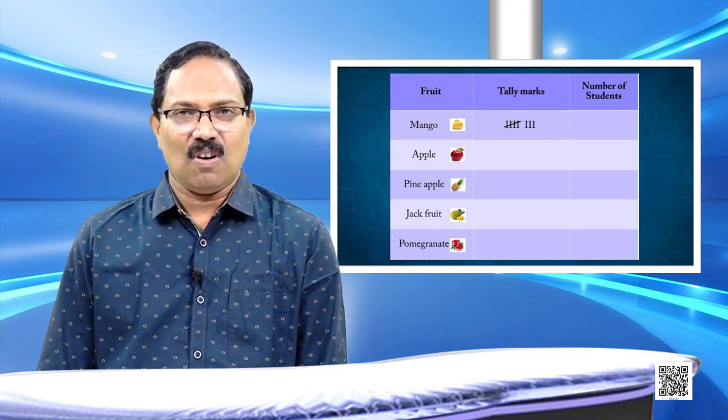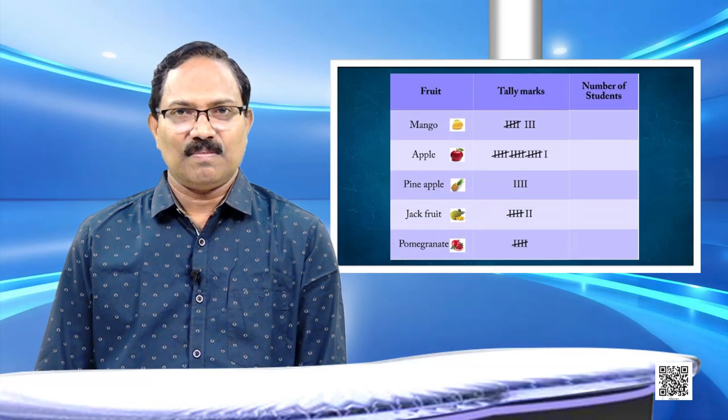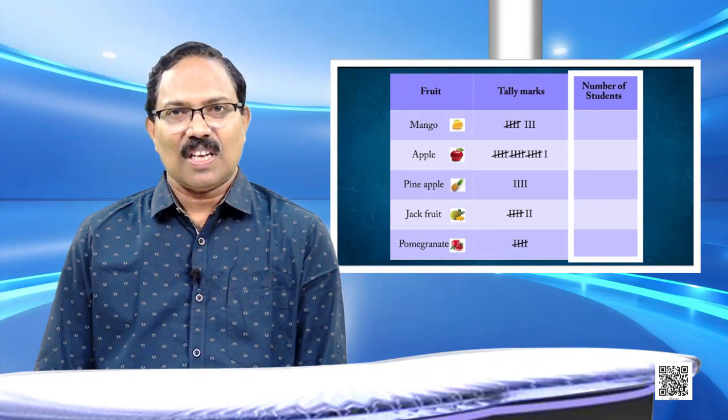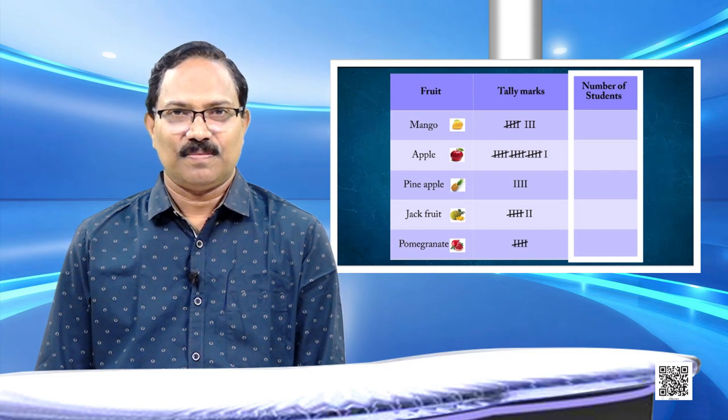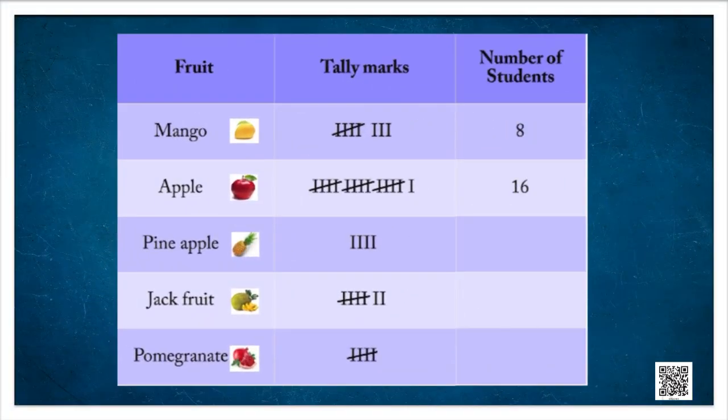Continue to do like this for all items. Now, look at the tally marks. Whenever the fifth tally mark comes, we put a cross diagonally to all the earlier four tallies and make a bunch of five tallies so that it makes counting of frequency quite easy. And further, in the third column, you will write the total number of tallies against each fruit. We get the third column as 8, 16, 4, 7, 5. The total becomes 40.